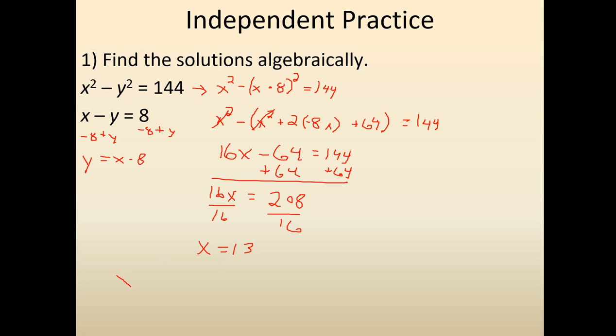When I plug it into my equation, x minus y equals 8, I get 13 minus y equals 8, which when I do this, I'll get negative y equals negative 5. Divide out negative 1, I get a positive 5. So my solution set will be when x is 13, y is 5. So they're only going to cross at one point, and it's this specific point.